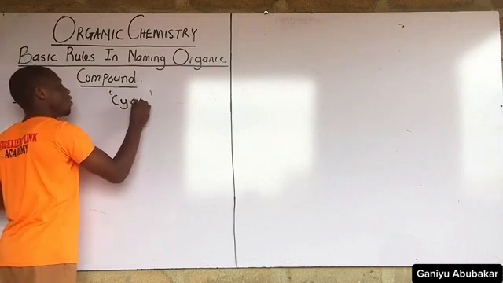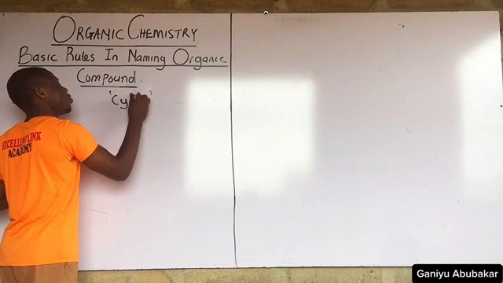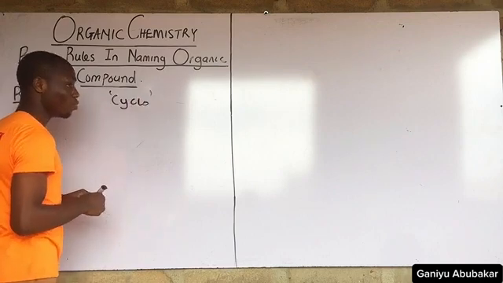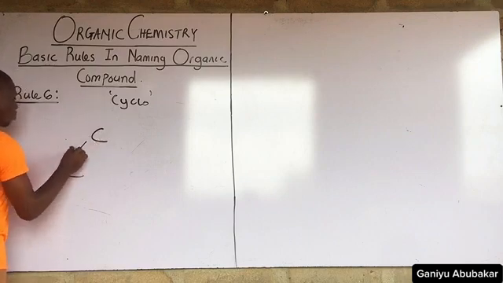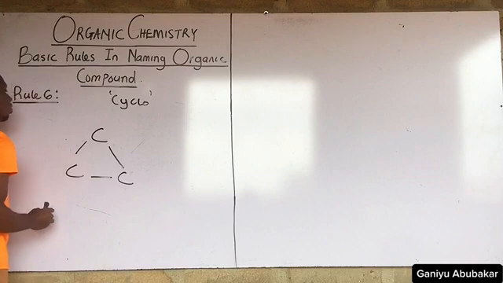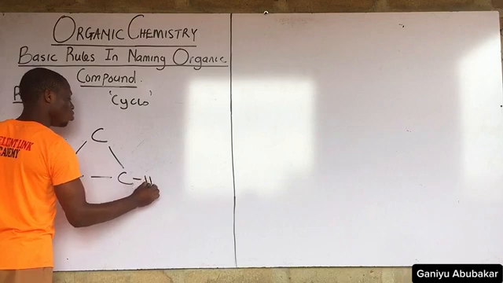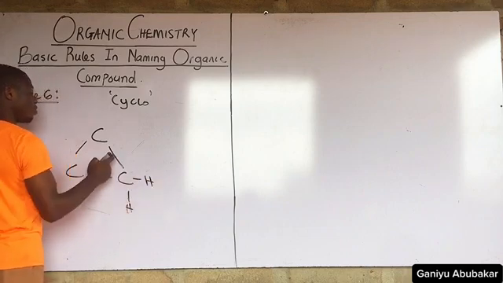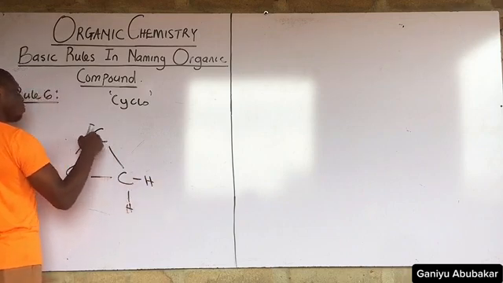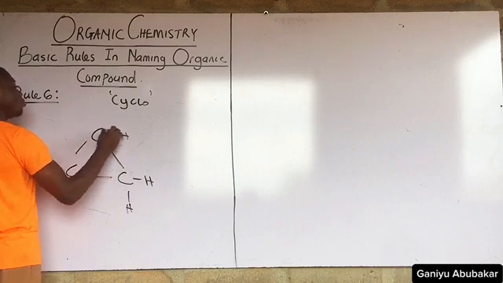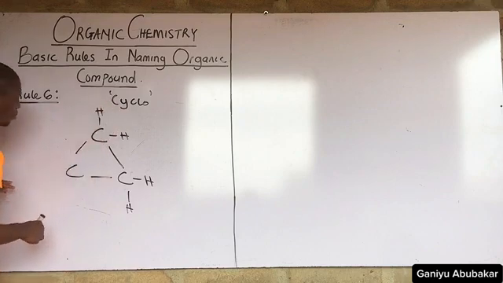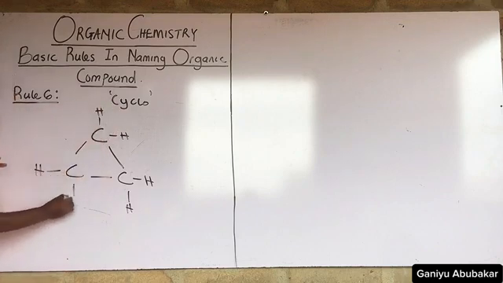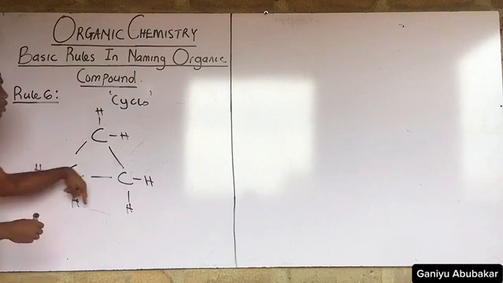To further explain the concept behind rule 3, I said use the word cyclo. So if I have a compound in ring form, I'll use the word cyclo followed by the functional group. So let's say I have a compound such as this. This compound here is in ring form. So let's balance it up. This is 1, 2, 3, 4. Balance. Let's name this compound here.